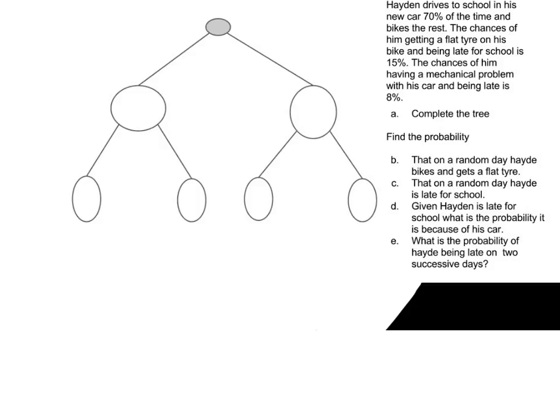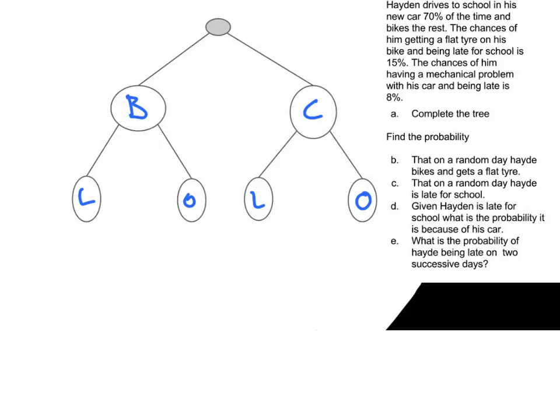So we're going to give these little labels. I'm going to call this one bike, B for bike, C for car, and the other parts are him being late or not being late. So let's call it late and on time, late and on time. Cool, so that's labelled up. Let's go through and get the information out and start labelling this up.